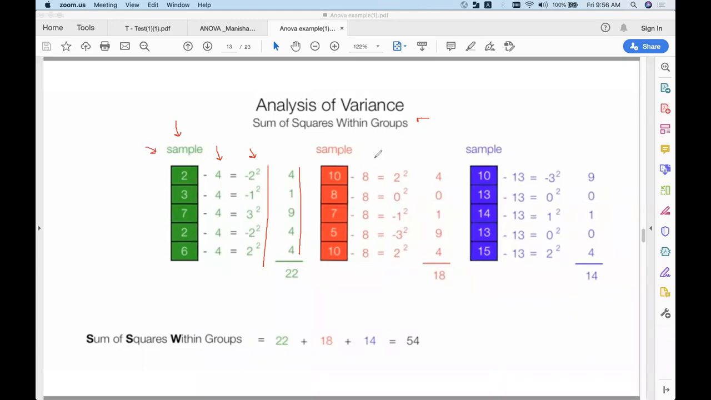Similarly, what is the mean value for situation 2? You take these 5 values, the mean will come up to be 8, right? You subtract this 8 here, square these values, and add this. So basically you get 18. Now what is the mean of situation 3? The sum is basically 13, and the mean is 13. You subtract this, square this, and add this. Now what is your total sum of squares within the groups? The total sum of squares within the group is the summation of all these: 22, 18, and 14. So basically 54.